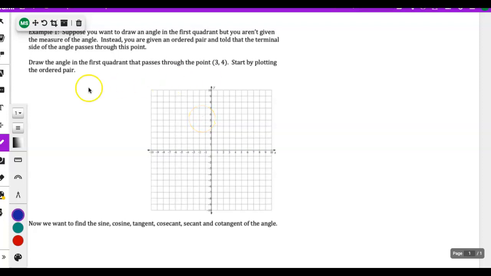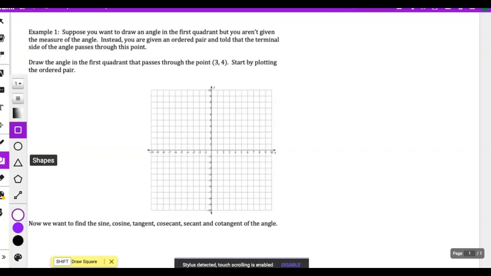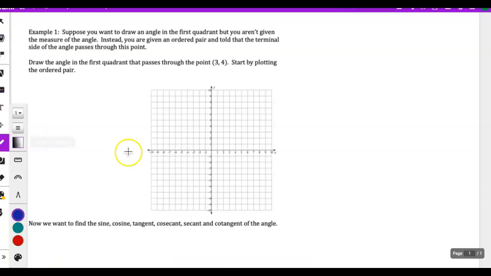Okay, so in this video, I'm going to talk a little bit about what you do if you're actually not given the angle that you want to find the sine or cosine, etc.